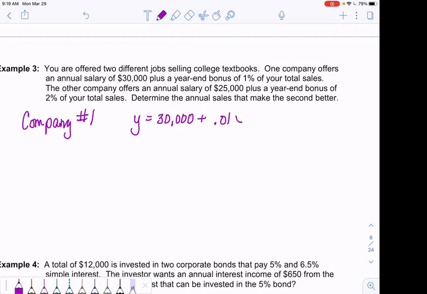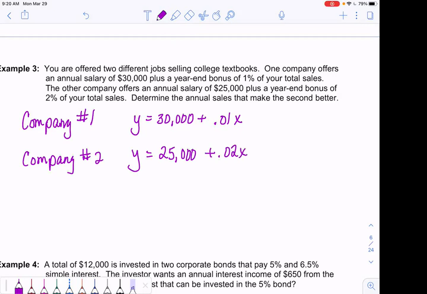Yeah, pick a variable. We can make it X, you can make it S. So 1% of your sales in addition to the $30,000. So the more you sell, the more you make. You sell $100,000 worth of books, and you're going to make 1% of that $100,000 on top of your salary. So Joe, if we then write an equation for company number 2, yeah.